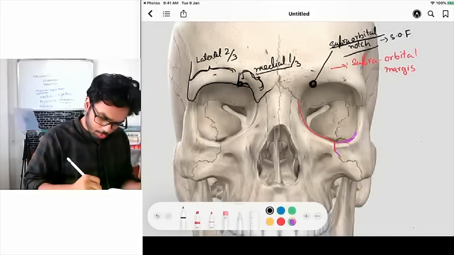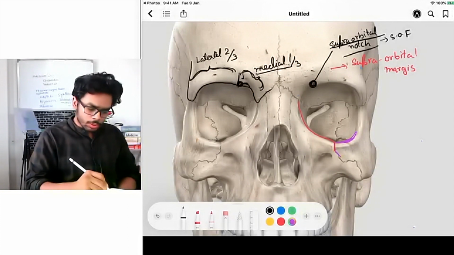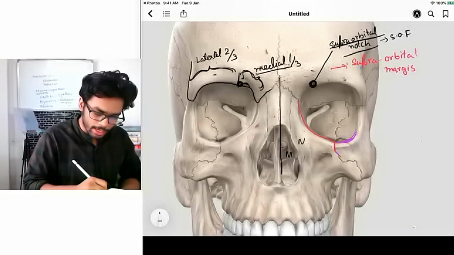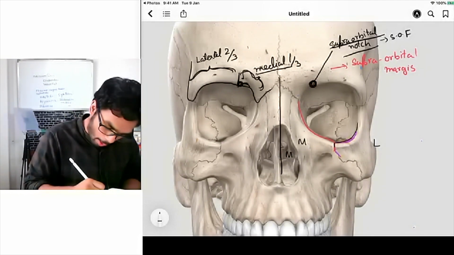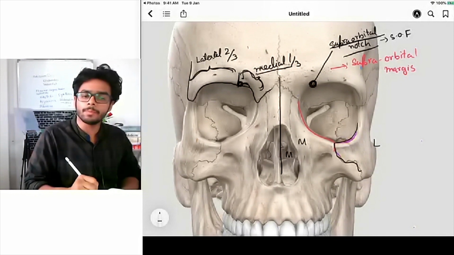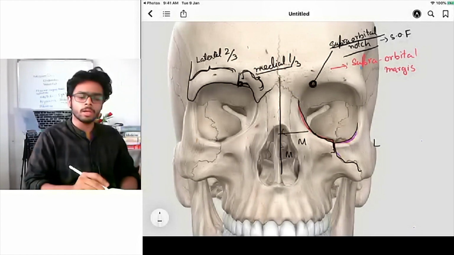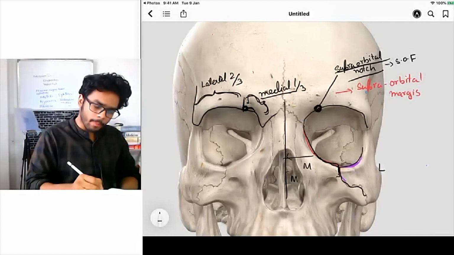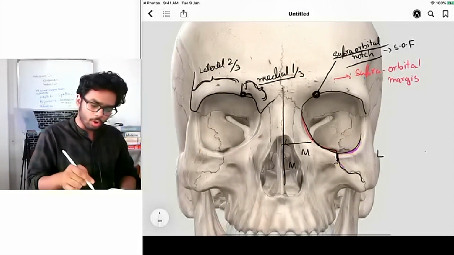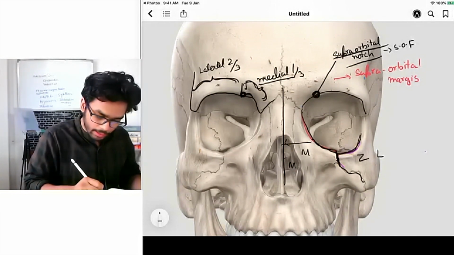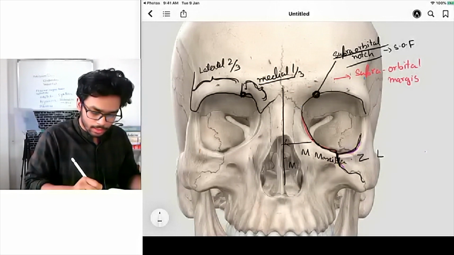For the first year students who have just started studying, the point which is close to the midline is known as medial, and which is away from the midline is known as lateral. So the lateral part is formed by the zygomatic bone, and the medial part, which is closer to the midline, is formed by the maxilla. Am I clear? So the supraorbital margin is formed by the frontal bone. The infraorbital margin of this orbit is formed by two bones, laterally by the zygomatic bone and medially by the maxilla. Am I clear?